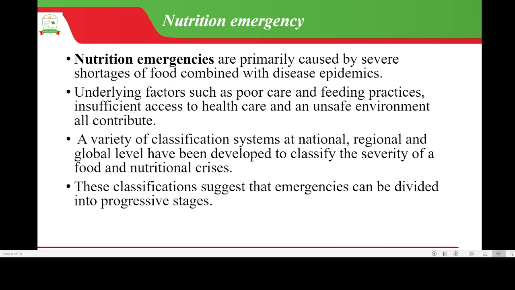Nutrition emergencies are primarily caused by severe shortages of food, which are combined with disease epidemics. Underlying factors, for example, poor care and feeding practices, insufficient access to health care, and an unsafe environment may all also contribute to an emergency situation. A variety of classification systems, both at national, regional, and global levels, have been developed to classify the severity of a food and nutrition crisis. And all these classifications suggest that emergencies can be divided into progressive stages.